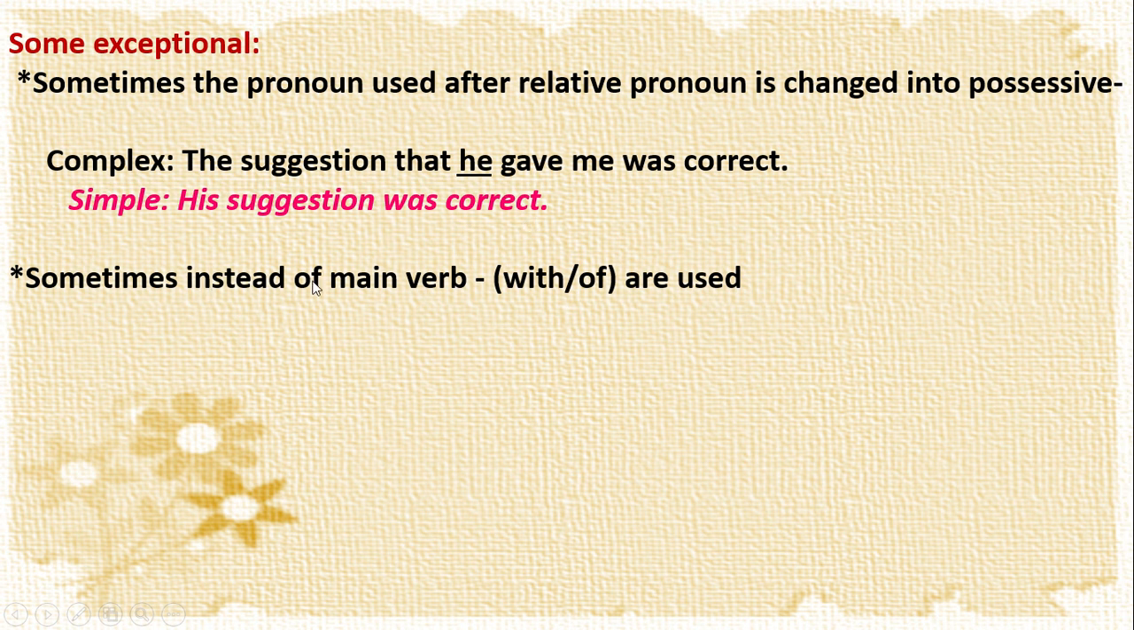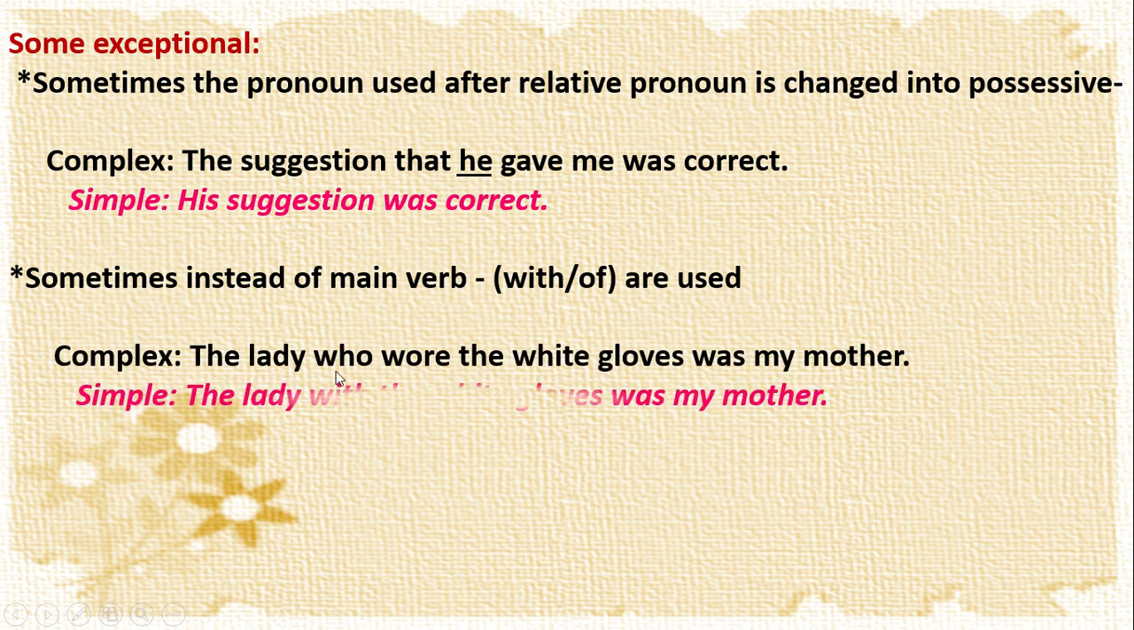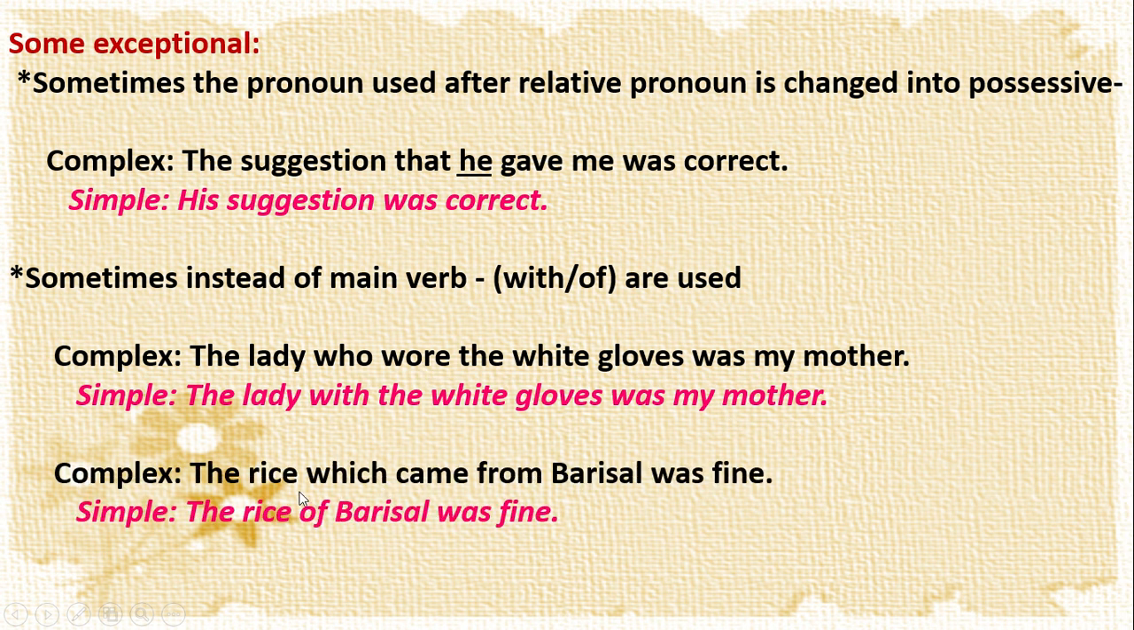And sometimes instead of the main verb of the complex sentence, we can use with or of in the simple sentence. Look at the example. The lady who wore the white gloves was my mother. Who is the relative pronoun, wore is the main verb. Instead of this we can use with. The lady with the white gloves was my mother. Another example for you. The rice which came from Borishal was fine. We can write: The rice of Borishal was fine.